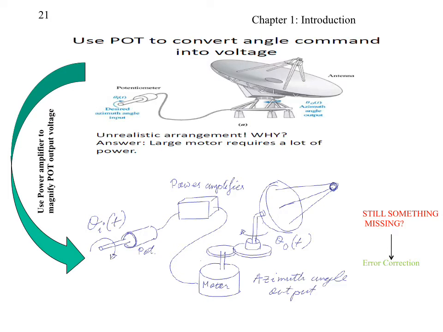So this system, you will see, is an open loop system, because there is no means to check whether the change in the angle of the input is followed by the output, that is, whether the output follows the input. So there is no means. So for that we connect a potentiometer at the output also in this case.